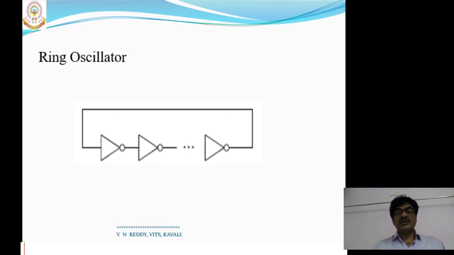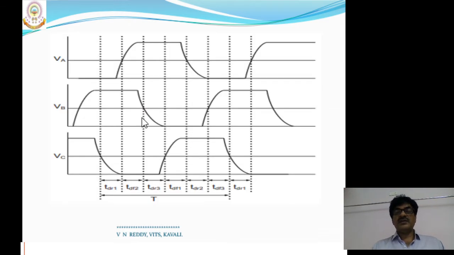Okay. Let us consider a three-stage ring oscillator, that is, the number of inverters is 3. With reference to 3 stages, let us see the waveforms of the outputs of each and every inverter. The first one represents the output voltage variation of the first inverter, the second waveform represents the output voltage variation of the second inverter, and the third waveform represents the output voltage variation of the third inverter.